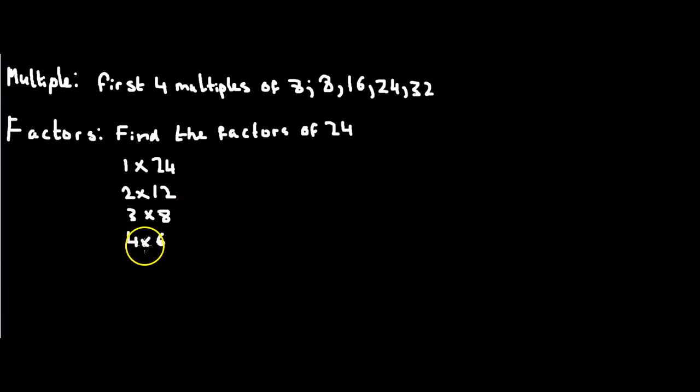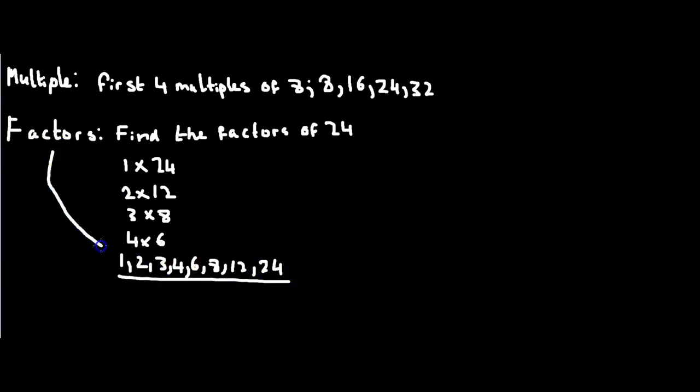5 doesn't go into 24. 6 times 4, and we already have that, so we don't need to write it again. So now we've exhausted all the factors. Therefore, the factors of 24 are 1, 2, 3, 4, 6, 8, 12, and 24. Okay, it's not that hard, guys. It's pretty easy to find the factors.